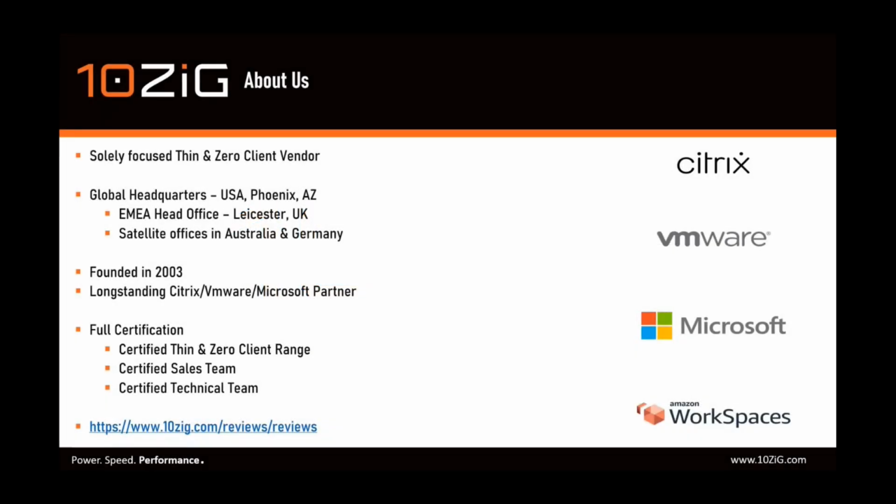For those not familiar with 10zig joining the webcast today, we're a solely focused thin and zero client vendor supporting the major VDI platforms as well as cloud-based environments. So Citrix, VMware, Microsoft AVD and RDP, and Amazon Workspaces and Teradici. We have our global headquarters in the US in Phoenix, Arizona. And for our EMEA region, we have our head office based in Leicester in the UK. We also have satellite offices in Australia and Germany.